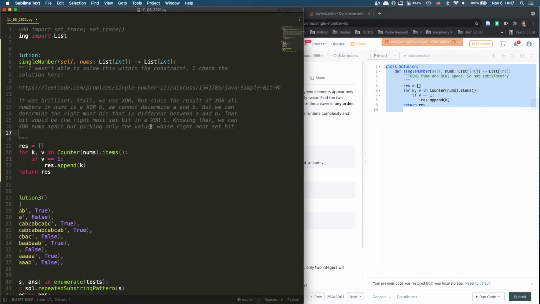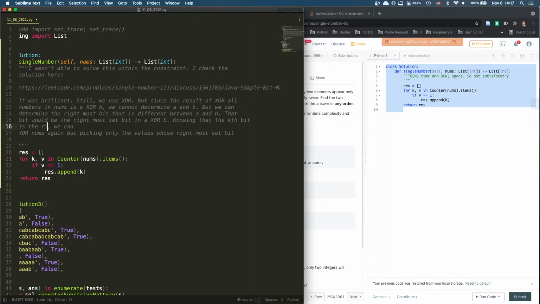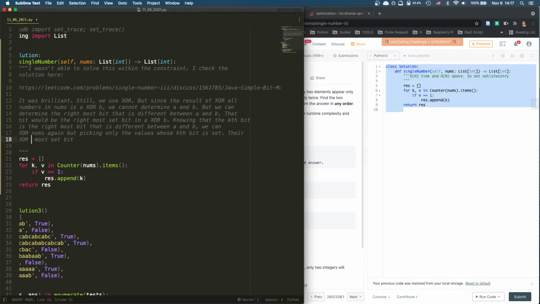With that, knowing that the kth bit is the rightmost bit that is different between A and B, we can exclusive OR nums again, but picking only the values whose kth bit is set, right? Their XOR result will give us A. I'm going to suppose A is the one that we set.